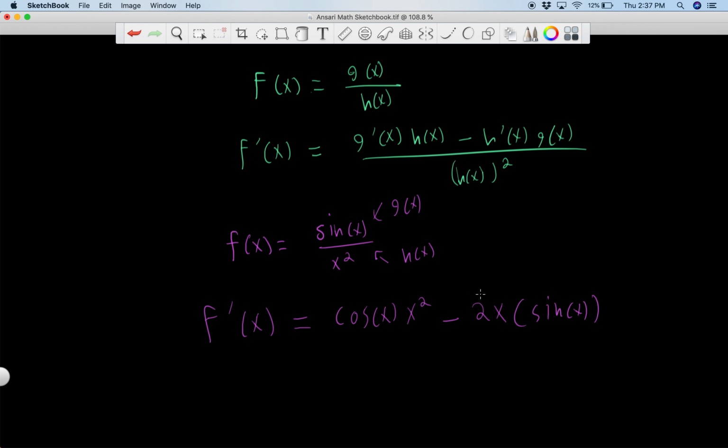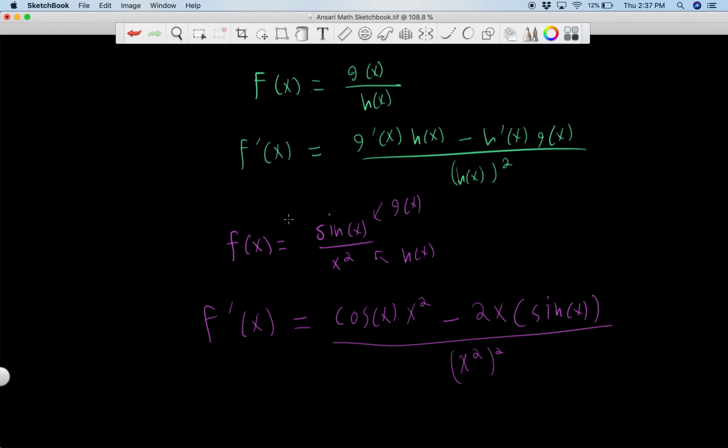Again, if I'm going a bit too fast here, you're more than welcome to pause. What I did was g prime of x is just the derivative of sine of x, which was cosine of x. H of x was just x squared. H prime of x was the derivative of x squared, which was 2x. And then g of x was just sine of x. And then all over, well, h of x squared. And that's just x squared squared.